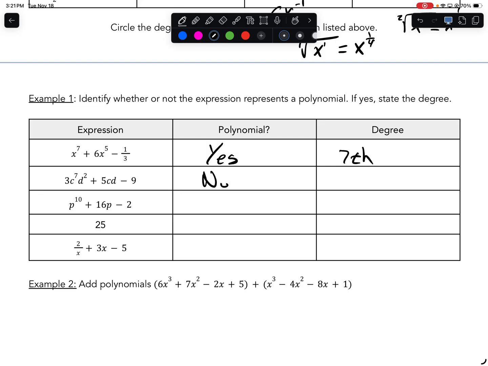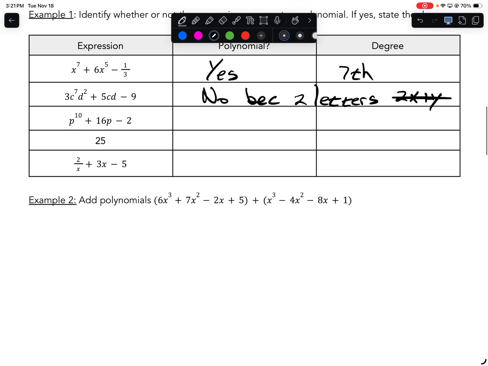Because? No, because 2 letters. Next to each other? Or what? Yeah, even if it were like this, still not a polynomial, right? Just 2 letters straight up, you're done. No, not a polynomial. Okay? How about next one?